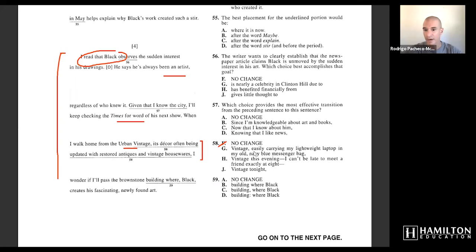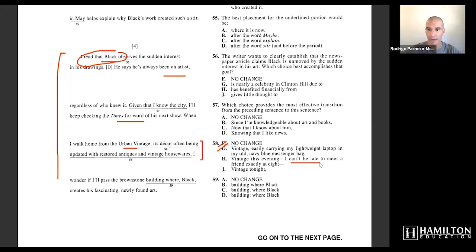G, the non-essential elements here, easily carrying my lightweight laptop in my old navy blue messenger bag. Again, while they add detail to the narrative here, it is unnecessary, because the focus is really about the artist, his art, and the narrator coming to discover that art. So we can eliminate G.